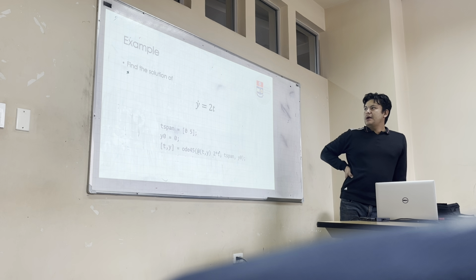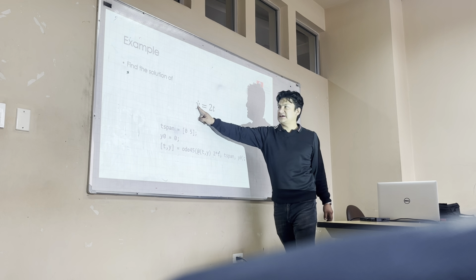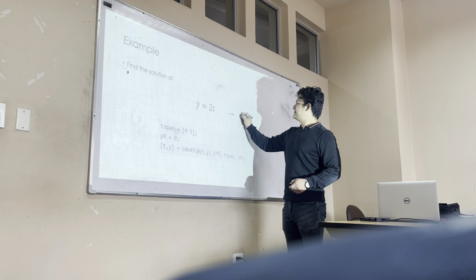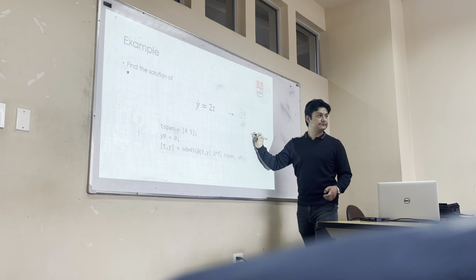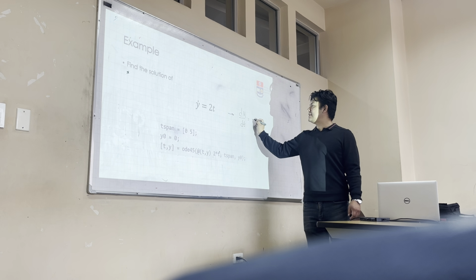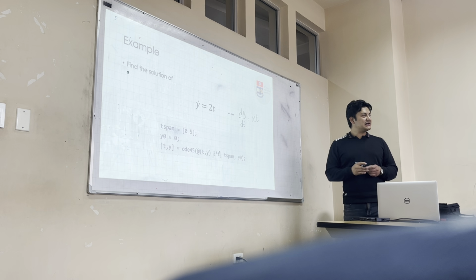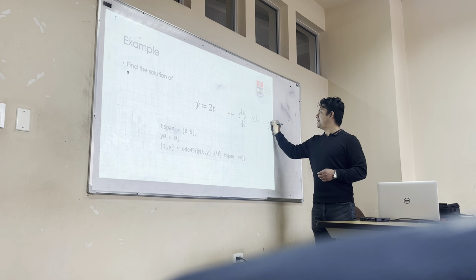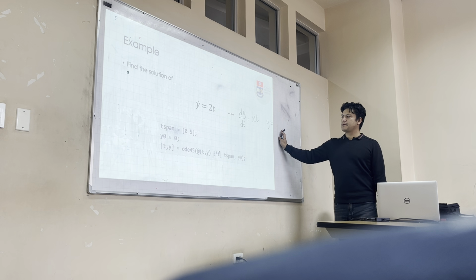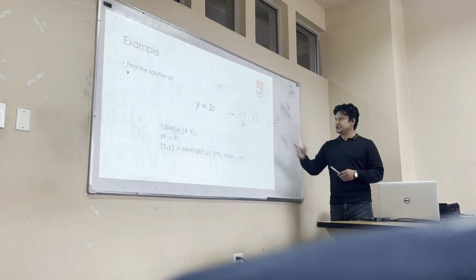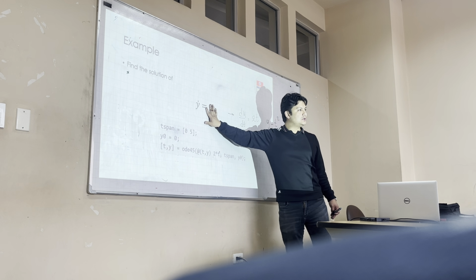For example, we want to find the solution for this equation, y dot equals 2t. This y dot is dy over dt. Is that right? And this is equal to 2 times t. We can find an analytical solution for this. y equals what? t squared. Is that right? So this is something that we can do because we know the solution.